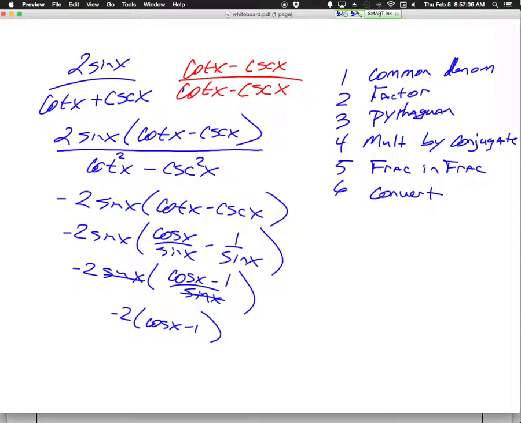Am I done? How do I know? I can't do any of those 6. There's no common denominator. I don't need to factor. There's not a Pythagorean. I don't want to multiply by the conjugate. There's not a fraction in the fraction, and there's nothing left to convert. That tells me I'm done.